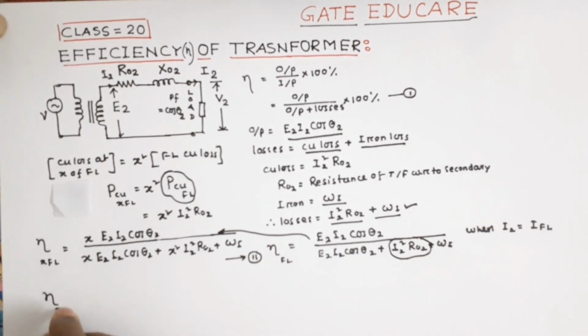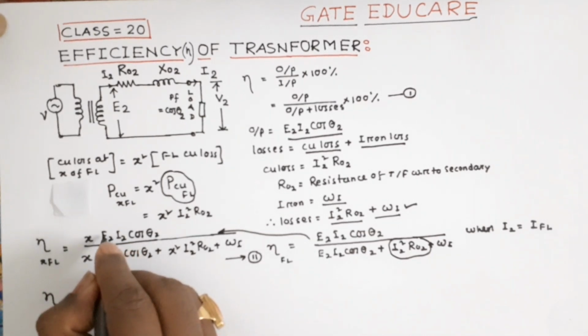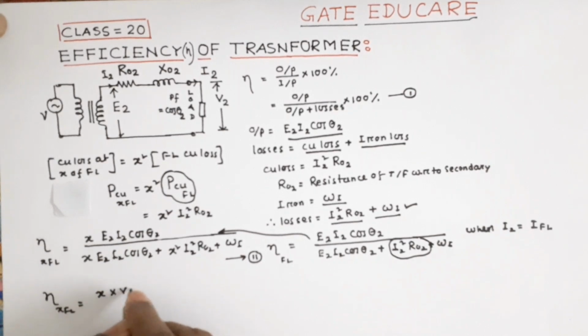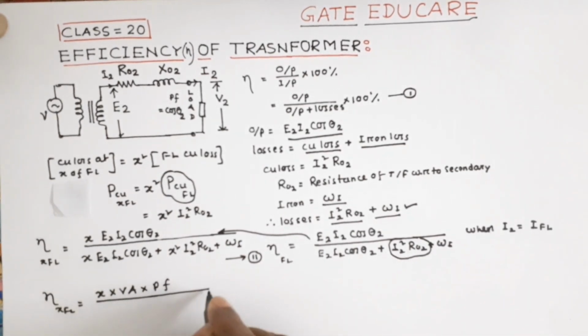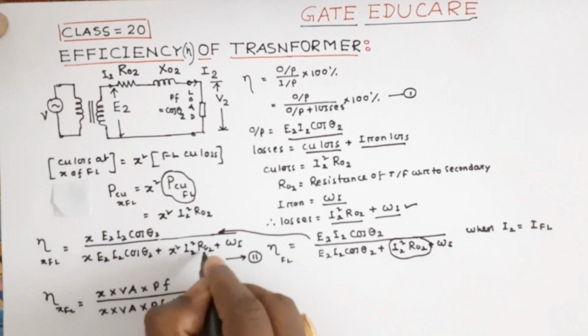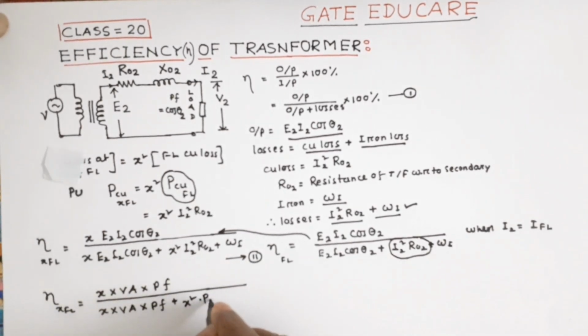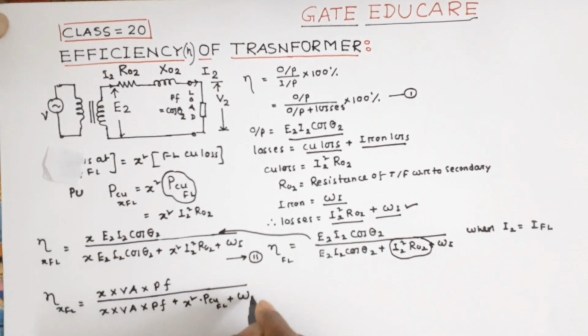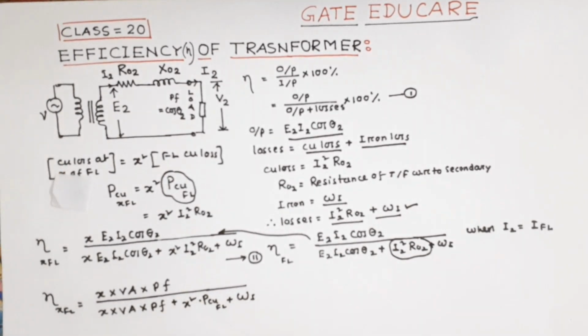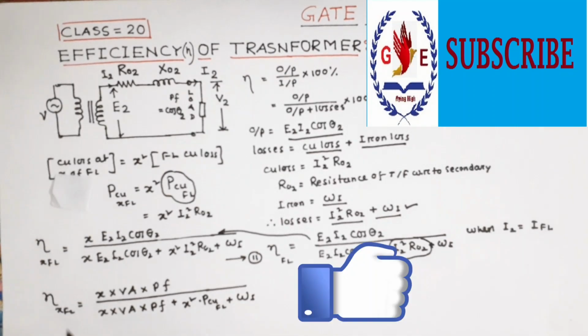Therefore, efficiency at x of full load equals x into E2 I2, which is the VA rating of the transformer, into cos theta 2, the power factor, divided by x into VA into power factor plus x square into full load copper loss plus the iron loss. We have to remember this formula.